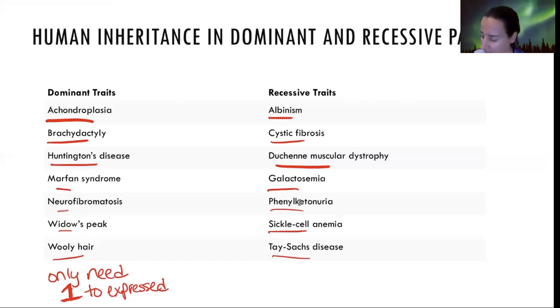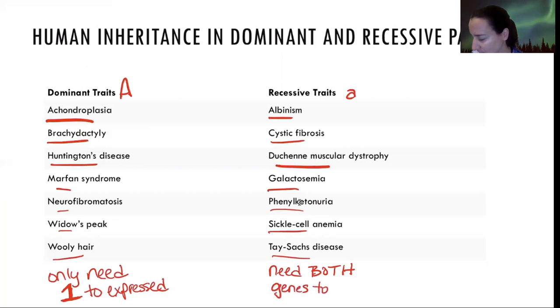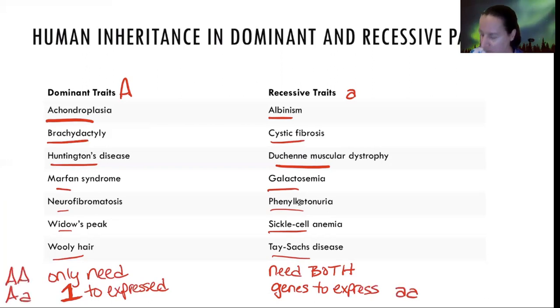So with recessive, you need both. Remember, recessives are going to be lowercase, dominants are uppercase. Recessive, you need both genes to express. So you need to have both of these, while these only need one for a dominant trait.